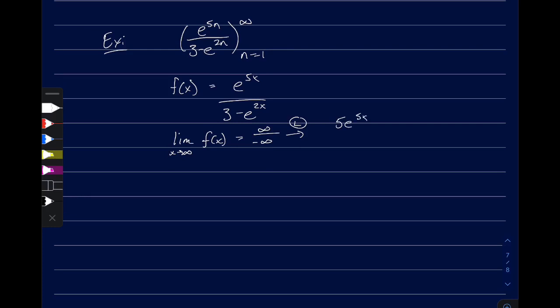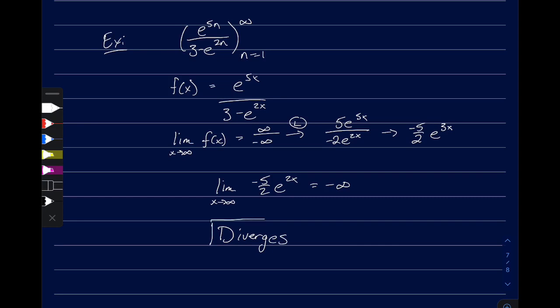And using L'Hopital's rule, we get 5e to the 5x over negative 2e to the 2x. And now we can clean this up, and we get negative 5 halves e to the 3x. And taking the limit as x goes to infinity of negative 5 halves e to the 3x, we get negative infinity. And this tells us that our sequence diverges.